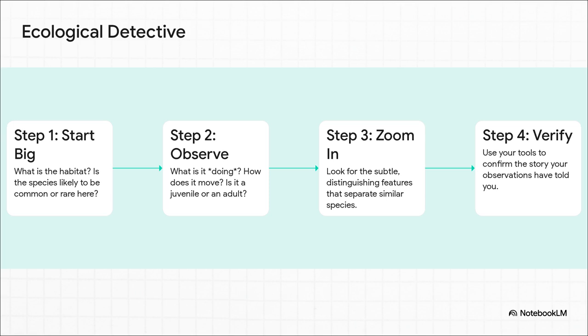Step 2. Observe the whole story. What is the thing doing? How does it move? Is it a baby or an adult? Behavior is a massive clue. Step 3. Now you can zoom in on the little details, the subtle things that separate it from other similar species. And only then, for step 4, do you pull out your tools, your guide or your app, to verify the story that your own observations have already told you.